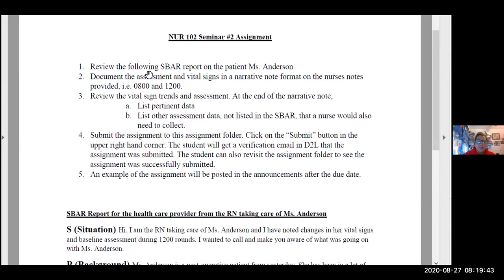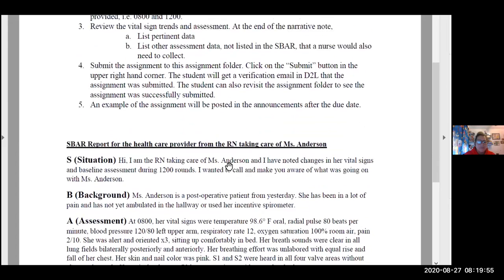Okay, review the following SBAR. I don't need you to read it to me, I can read it. Hang on. 0907 narrative note, 0800 and 1200. Assessment data. Okay. All right, scroll down.